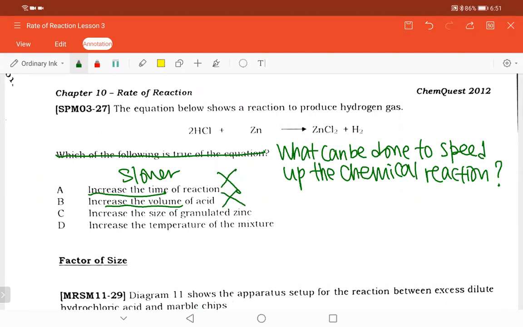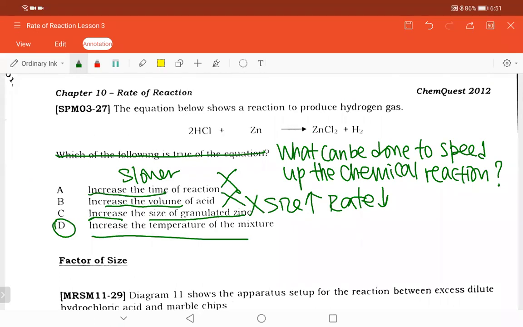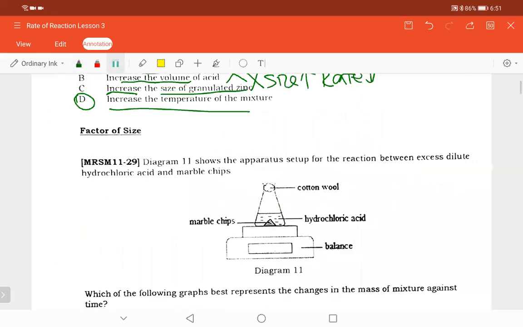C, increase the size. If the size becomes bigger, the speed of reaction becomes lower. Remember, if you want to speed up the reaction, you want a smaller size. So that is wrong. The answer should be D, increase the temperature. The higher the temperature, the faster the reaction. That is what we need to know. So that's the first one.